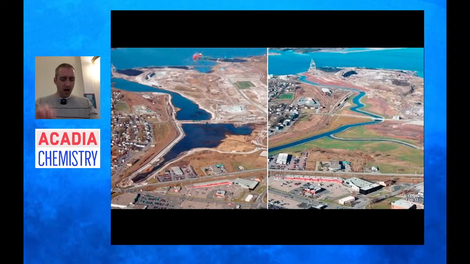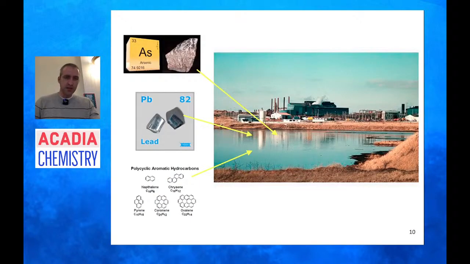But this contained all sorts of very toxic things. You can see on the side here what some of these toxic things were. High amounts of arsenic, high amounts of lead, which are metals that are bad for us. High amounts of polycyclic aromatic hydrocarbons, which are also very bad for us. And all of these things are very persistent. They last for years and years and years with no real change. They don't break down, they don't degrade, they don't decompose very much at all.